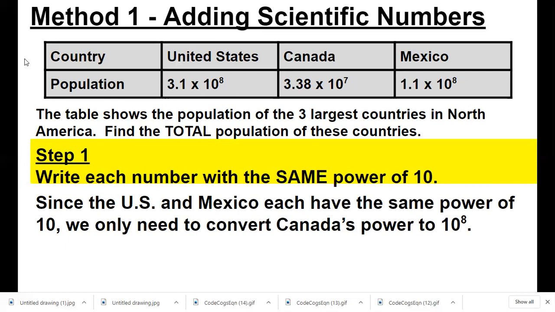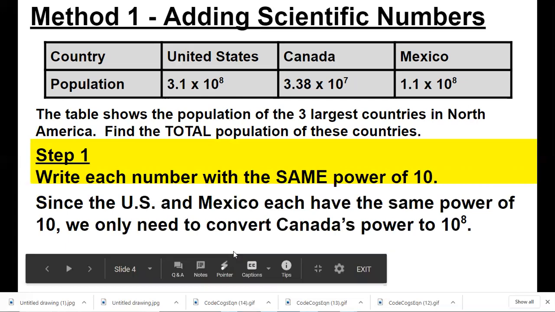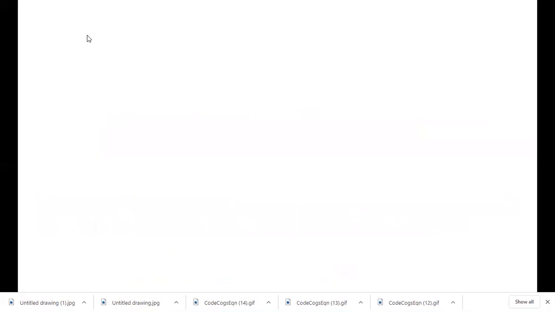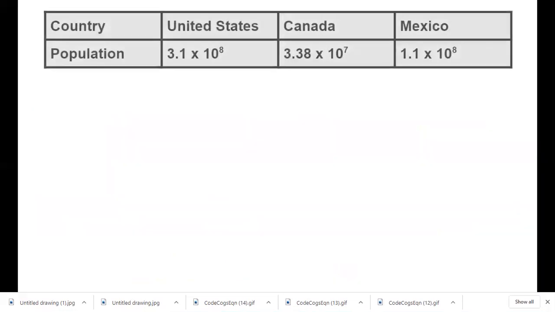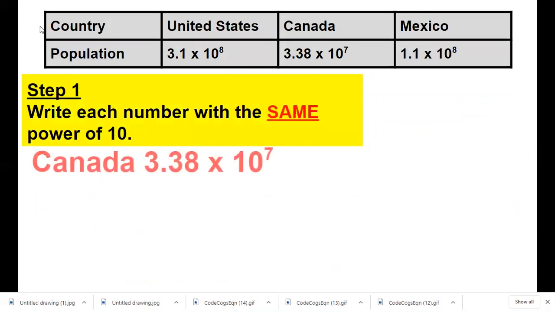How do we do that? Canada, I gotta move my little toolbox here. Canada's 3.38 times 10 to the 7th, but we wanna make it into 10 to the 8th. Hint, hint, we're gonna have to do something with the decimal point. What do you think we're gonna have to do? Well, we're gonna find out. The suspense. Okay, there it is.